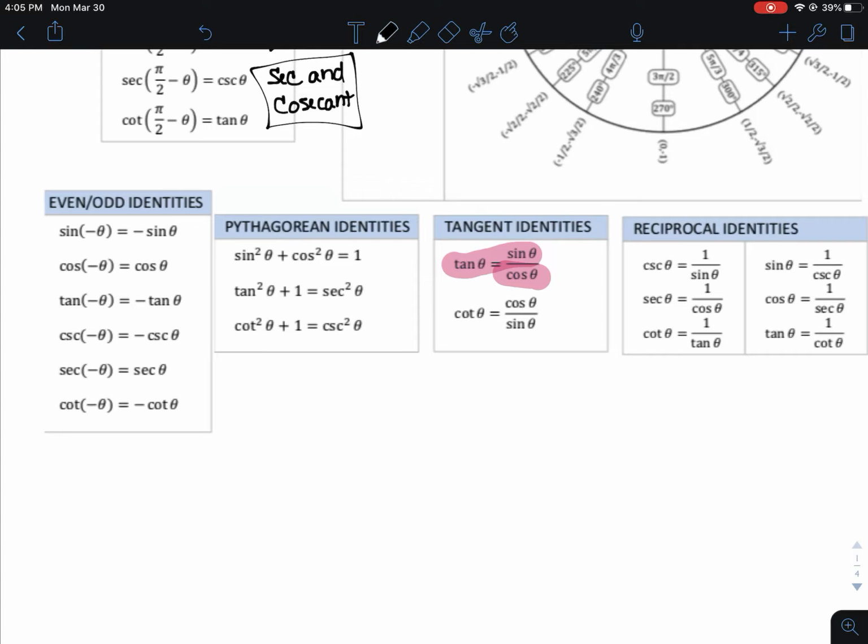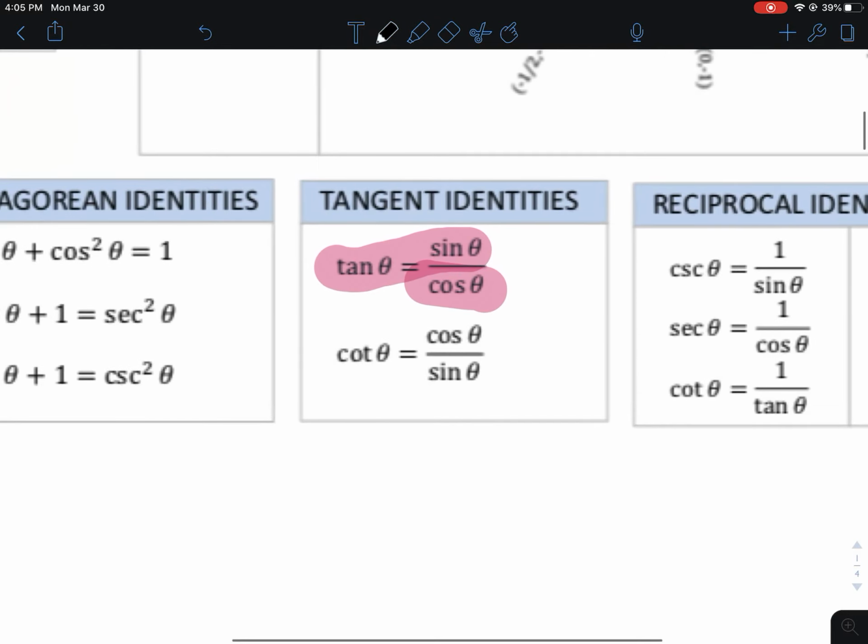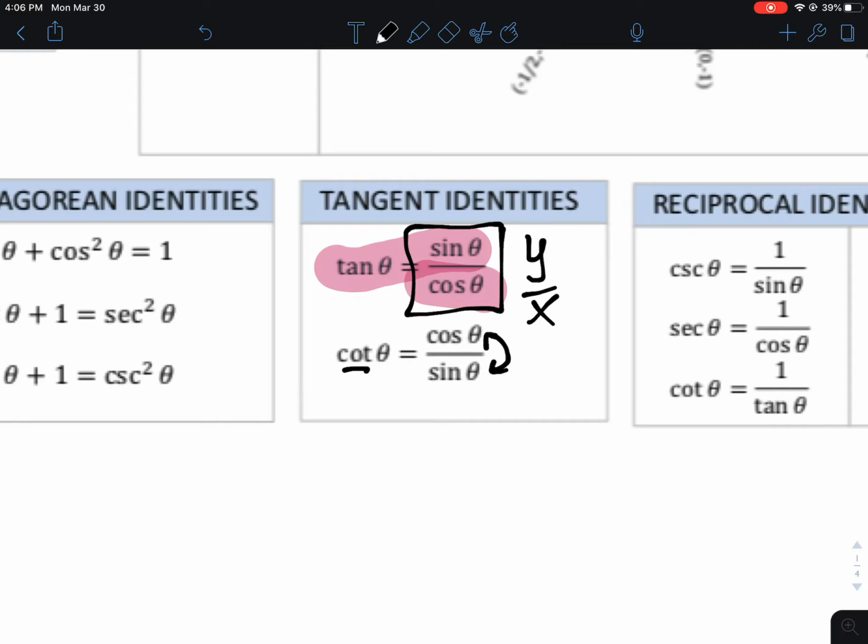Tangent, sine over cosine. We talked about it before as being y over x. Again, don't forget that we're not always going to be on the unit circle, and most of the time we won't even be using an actual angle here. But sine over cosine is probably the easiest way to remember that. And cotangent is the reciprocal of that, so cosine over sine, right? The only difference is they're flip-flopped for tangent and cotangent.